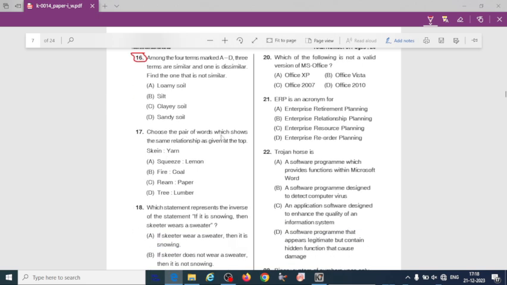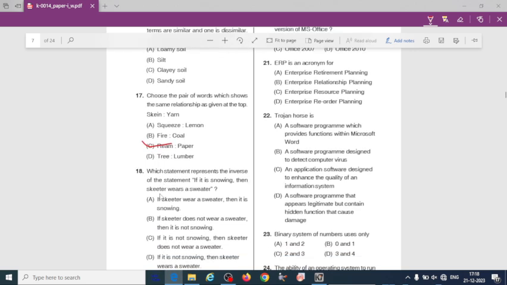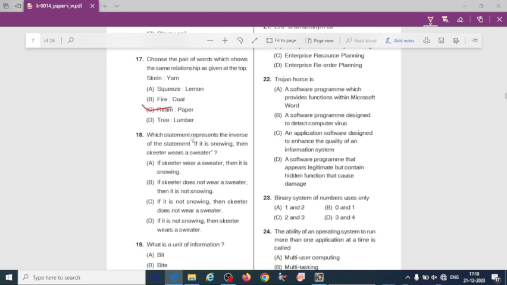Choose the pair of words which shows the same relationship as given at the top. Skein, yarn. After reading all the four options here, ream and paper are the pairs.